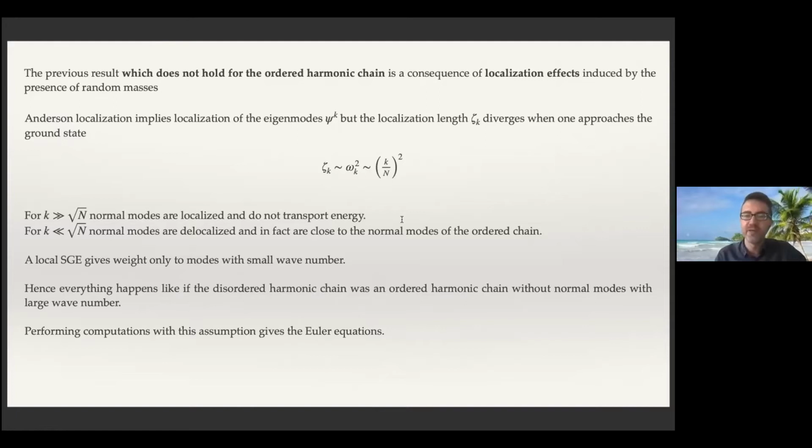But if you prove also that they are close to the normal modes of the ordered chain, then they become completely explicit, and then you can compute explicitly the dynamics with this assumption, and then show the validity of the Euler equations. Okay, so it is because of these localization effects that you can prove the validity of the Euler equations that you didn't have in the case of the ordered harmonic chain.